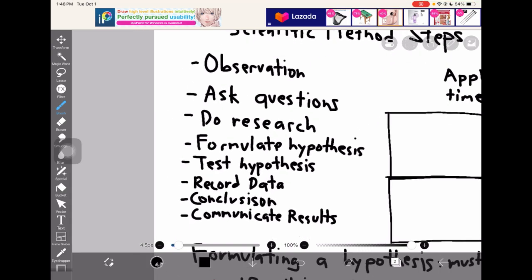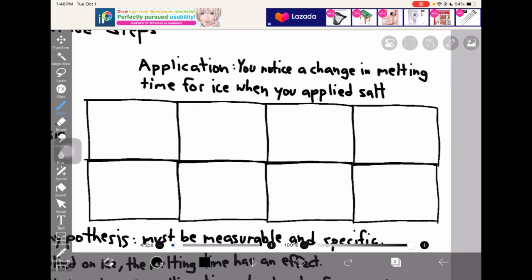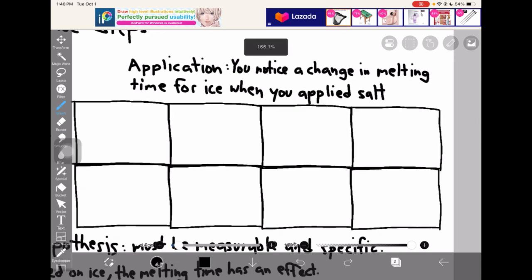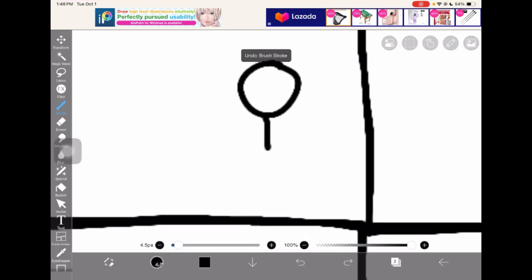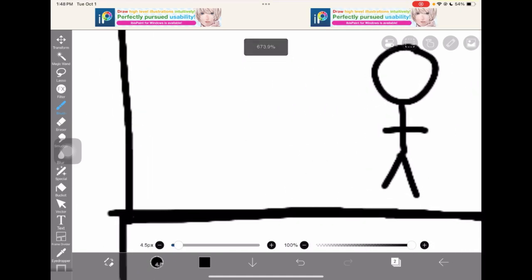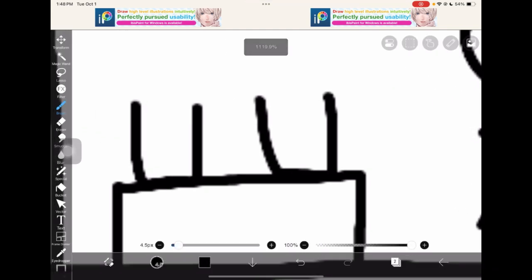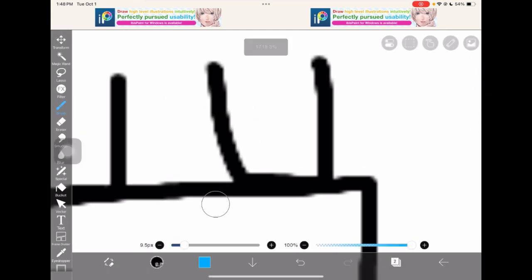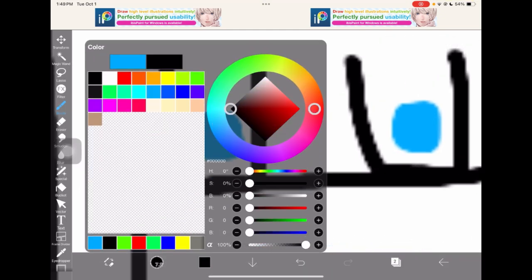We have an observation, we ask questions, we do research, formulate a hypothesis, test the hypothesis, record data, conclusion, and communicate results. I'm going to illustrate it right here, where let's say you notice a change in melting time for the ice when you applied salt on it. So step one is obviously our observation. Let's say you are in a lab. This is you, and we have a table here with 2 ice cubes. You realize this one has salt. So let's just put some gray stuff here.